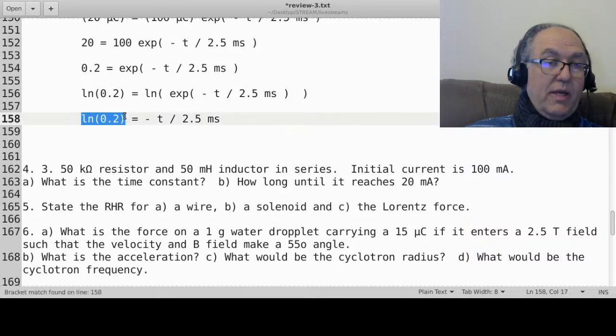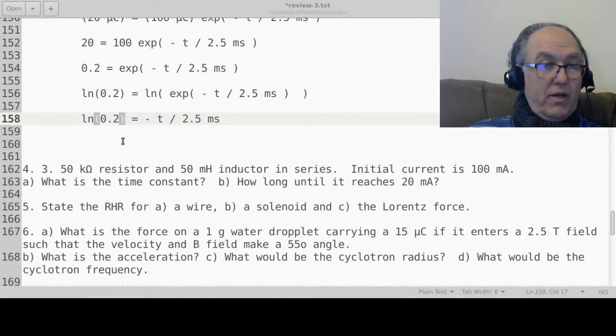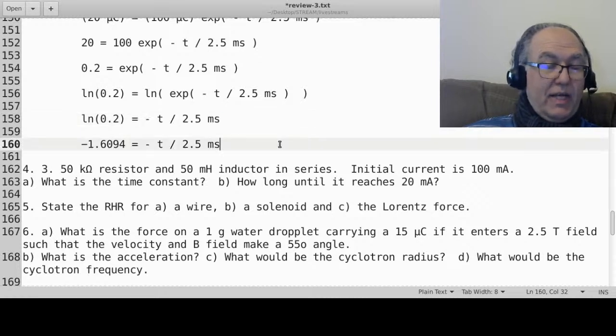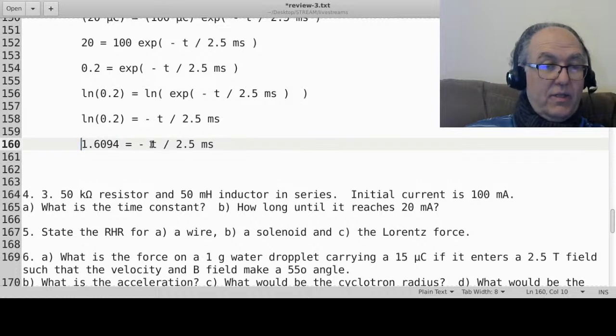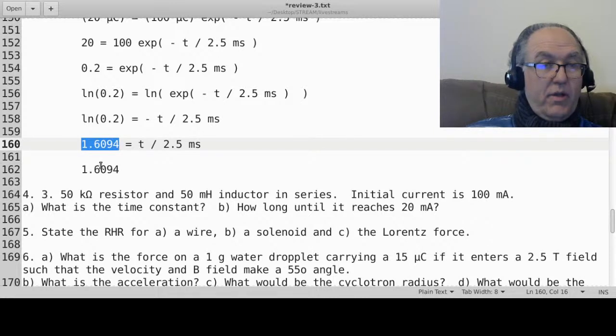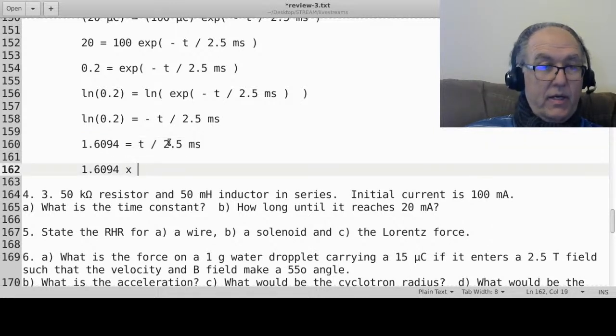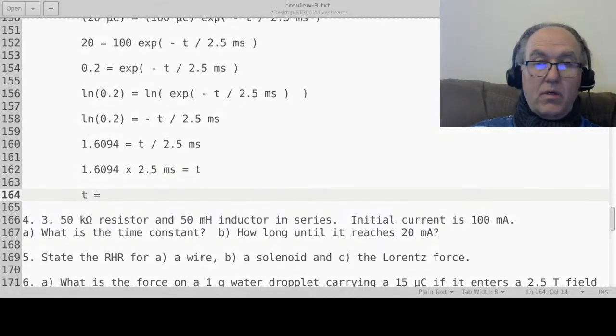And now what? Well, we can calculate the natural log of 0.2. It's a negative number. Let me see what it is. It's this number right here. And that's going to equal negative t times 2.5. Now there's a negative on both sides, so we can cancel out the negatives. And then we've got this number here. We can multiply it by 2.5 milliseconds on that side, and that'll give us t. And that tells us that t is equal to, see, multiply by 2.5.